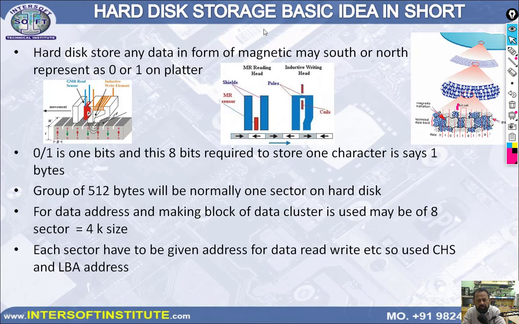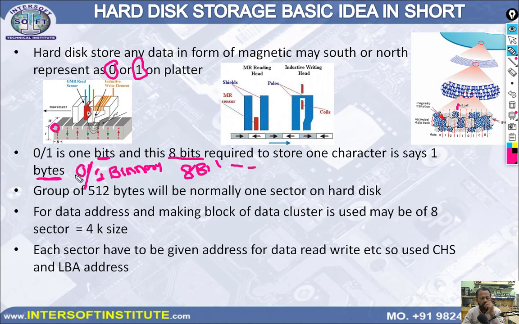Hard disk storage, the basic idea in short. A hard disk stores any data in the form of magnetism, which may be south or north, represented as 0 or 1. The hard disk stores the data as 0 and 1 on the platter. It is indicated as north or south. You can see here north and south. 0 or 1 is 1 bit, and 8 bits are required to store one character, which is called 1 byte. So 0 or 1 is equal to 1 binary digit, and 8 bits is equal to 1 byte.